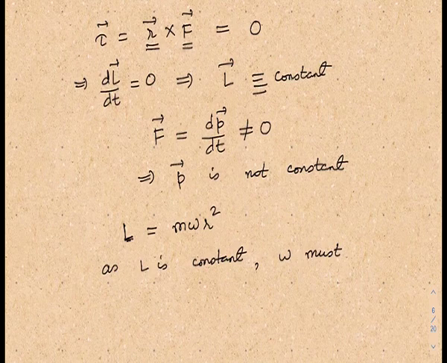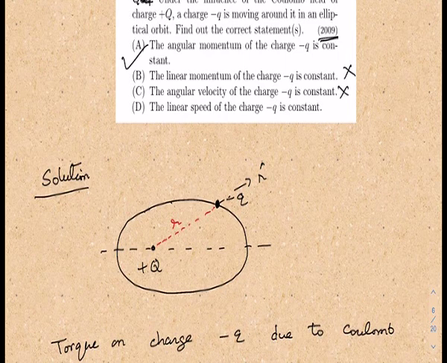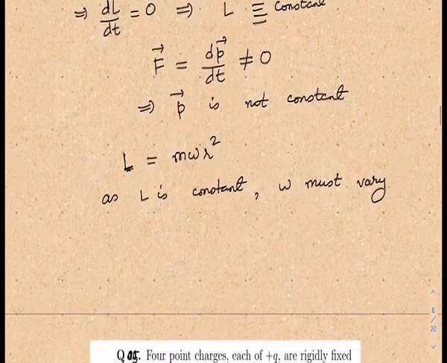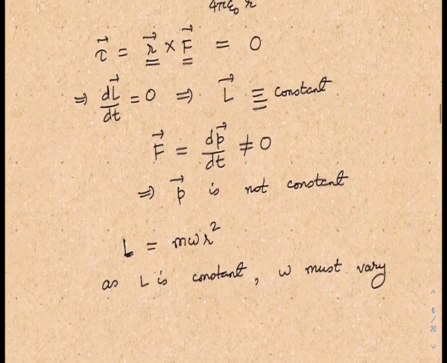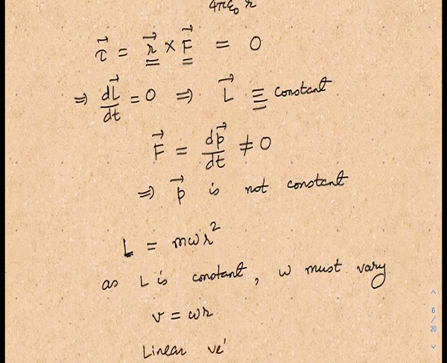Omega, or angular velocity, must vary. So angular velocity cannot be constant, right? The statement that the angular velocity of charge q is constant is not correct. It cannot be constant. Then finally, the linear speed of the charge minus q is constant. Is it so? You see, speed v is equal to omega into r. Now quite clearly, because omega is changing and r is changing, linear velocity is also changing, so linear velocity is not constant.